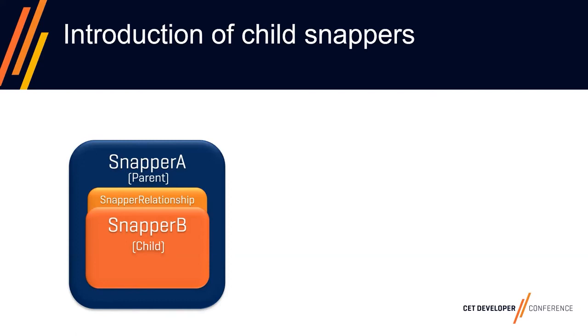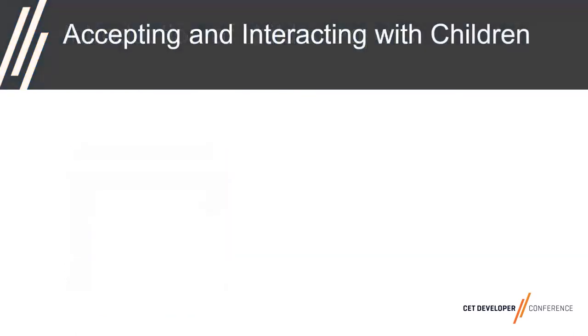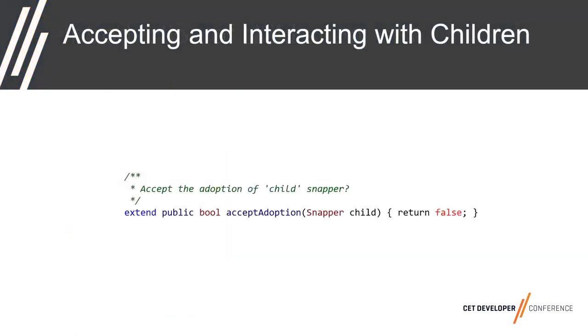So what are these interfaces? On this one, we have accept adoption. This is what I was talking about in that fancy animation on the last slide. This is a method on snapper. Whenever another snapper is put in proximity to this one, this method will be invoked, being passed in what we'll call the candidate child snapper. And you just return a value of true or false, indicating whether or not you want to adopt it.